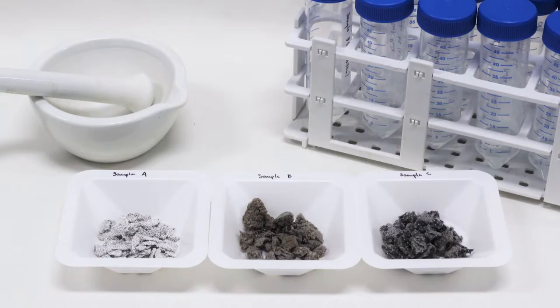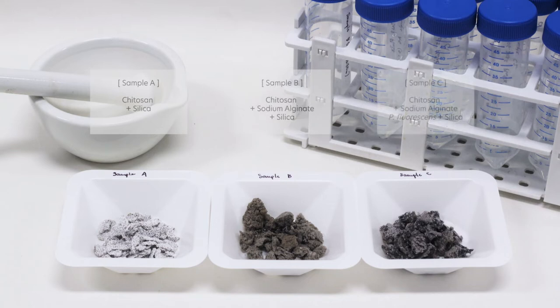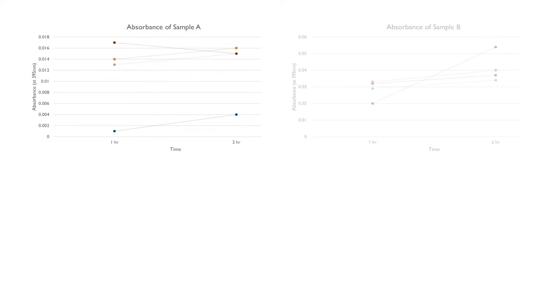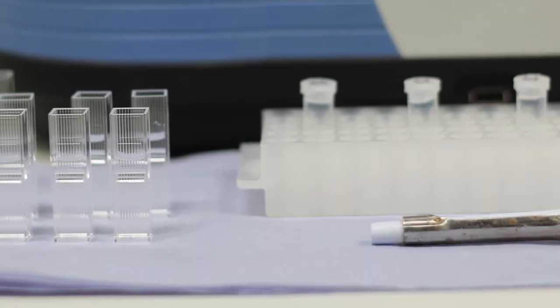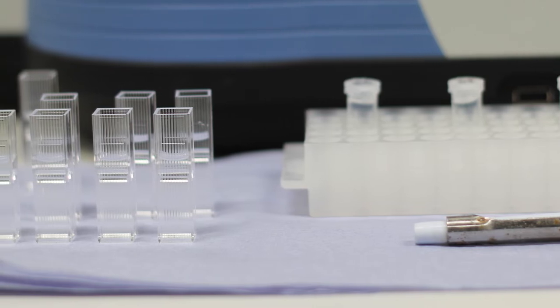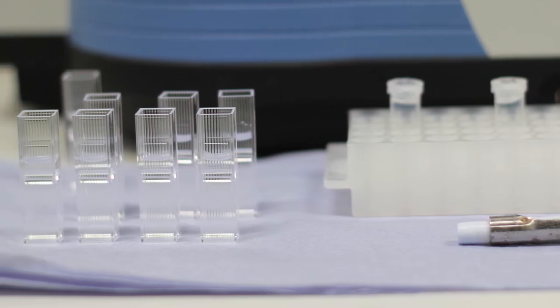We tested 3 different material samples: sample A with our base composite, sample B with added sodium alginate, and sample C included P. fluorescens. After a 2-hour bioremediation period, spectrophotometry results indicated that sample C is the most effective in removing nickel, followed by sample B and then A. However, as the samples were observed to change the color of the water, a different testing method should be developed in the future to obtain more valid results.